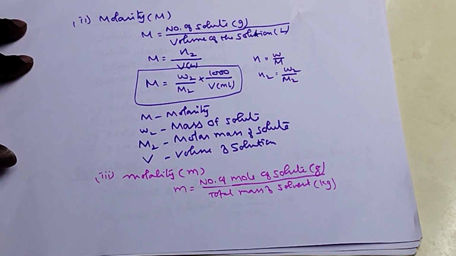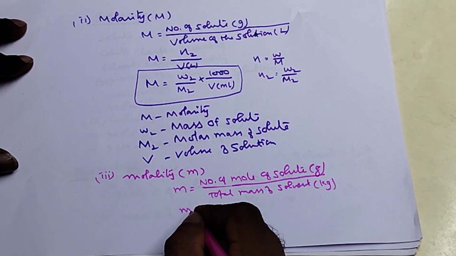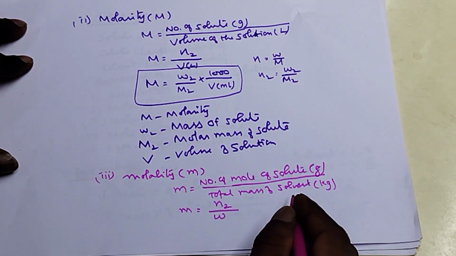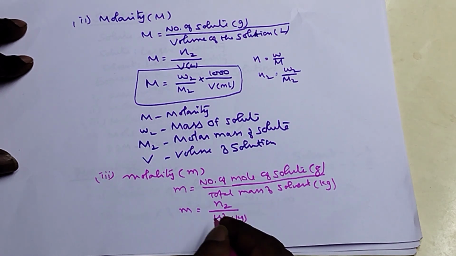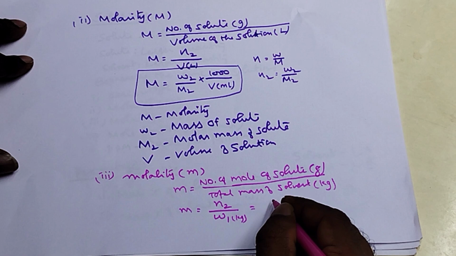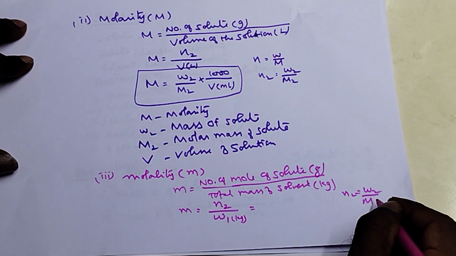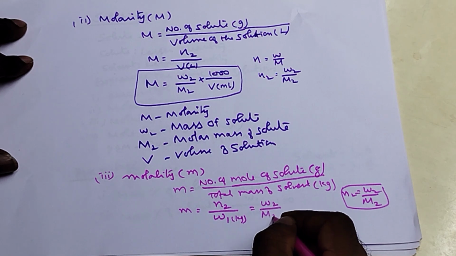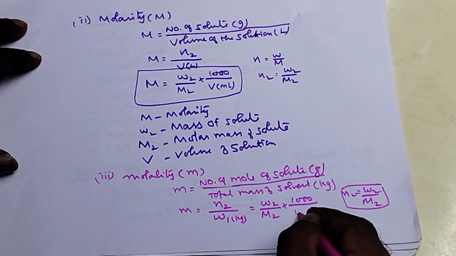Molality is defined as the number of moles of solute to the total mass of solvent expressed in kilograms. If we convert it into a formula, m is equal to the number of moles of solute, N2, by W solvent, which we fixed as 1 kilogram. Further you have to modify this. N2 is equal to W2 by M2, that is, mass of solute divided by molar mass of solute. So W2 by M2. If we express in grams, then it is 1000 divided by W1 in grams.